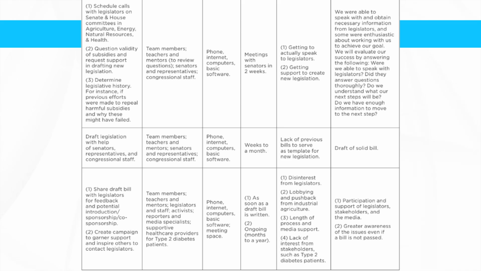After we've done that, we're going to move to action step number 2, which is drafting legislation with the help of the senators, representatives, and congressional staff. Once we've completed that draft, we move to action step number 3, where we share that draft bill with legislators for feedback and potential introductions, sponsorship, or co-sponsorships of that bill. We can also create a campaign and garner support and inspire others to contact their legislators.